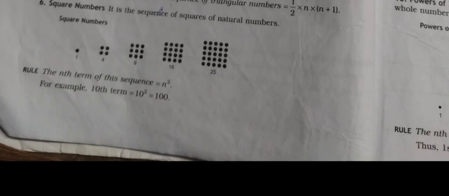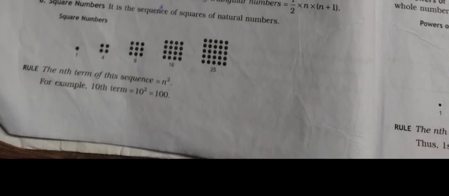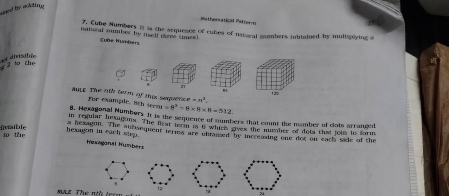6. Square numbers. It is a sequence of squares of natural numbers. Rule: the nth term of this sequence equals n squared. For example, the 10th term equals 10 squared equals 100. 7. Cube numbers. It is a sequence of cubes of natural numbers, obtained by multiplying a natural number by itself 3 times.